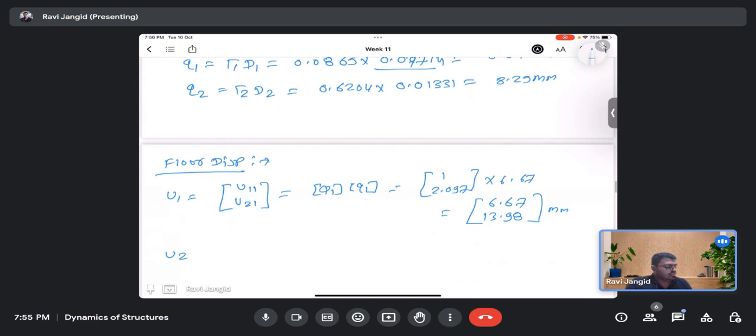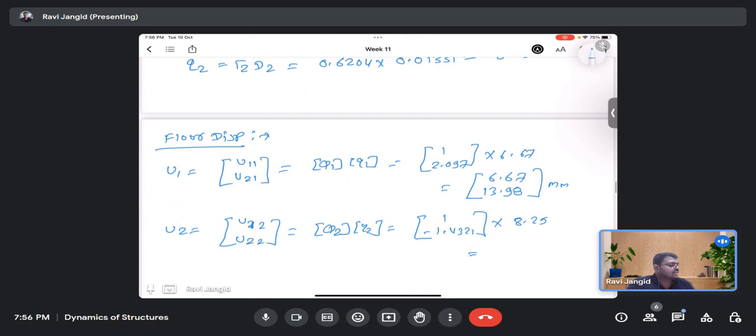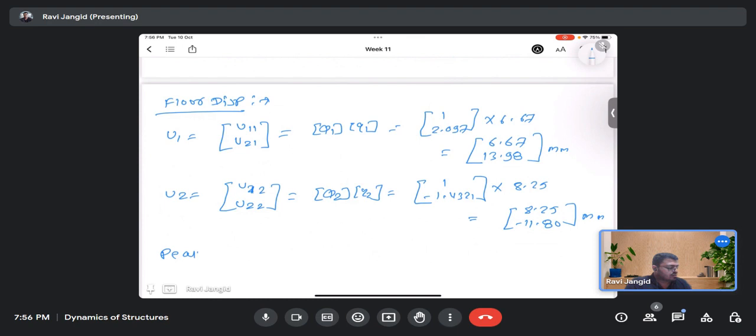Similarly, U12, U22 would be Y2, Q2. That would come out to 1 minus 1.4321 into 8.25, that would be 11.80 mm. Okay. So now they have asked you to find out the peak response.